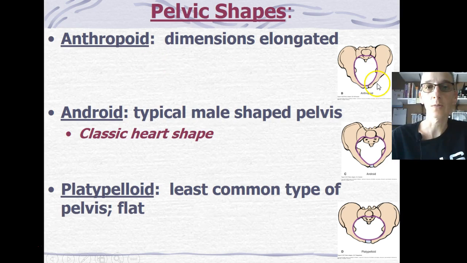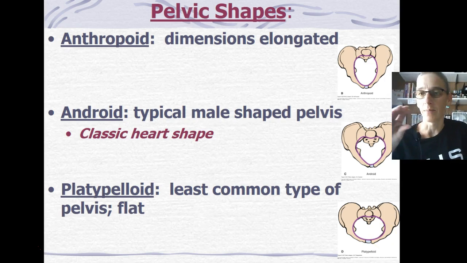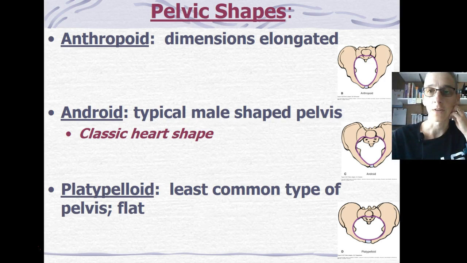Okay, then we have the anthropoid, where the dimensions are very elongated. You can see how this is going to be difficult to deliver vaginally. The android is your typical male-shaped pelvis, and it's more heart-shaped. Obviously very difficult to deliver vaginally. And then you've got your platypelloid, which is the least common type of pelvis, but you can see that it's very flat, and we've got to fit this round head through this flat pelvis, and that's going to be very difficult.